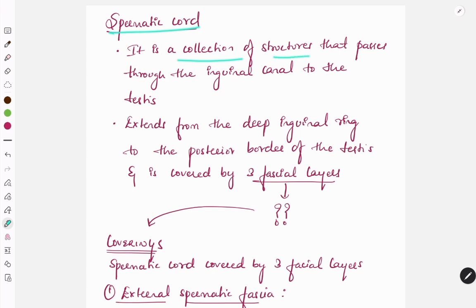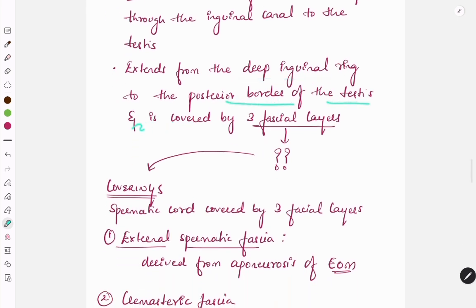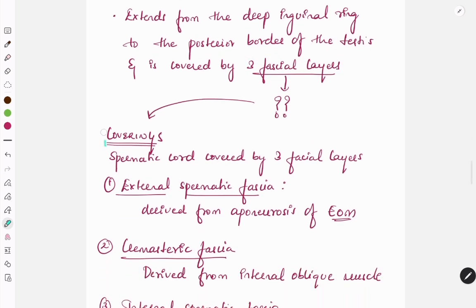It is a collection of structures that passes through the inguinal canal to the testis. So it is not ending just at the inguinal canal. It is going further into your testis. It extends from the deep inguinal ring to the posterior border of the testis and is covered by 3 fascial layers. So it does not end at the superficial inguinal ring. It goes till the posterior border of testis, and it is covered by 3 fascial layers. These are nothing but the coverings of spermatic cord.